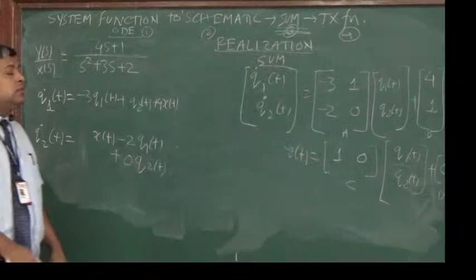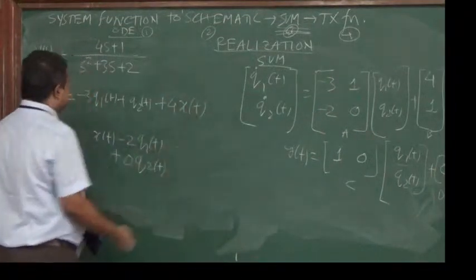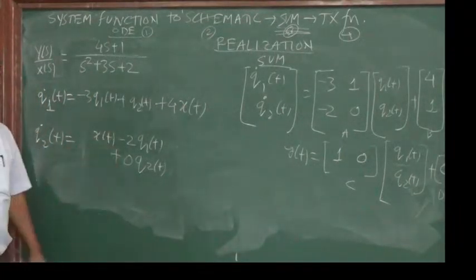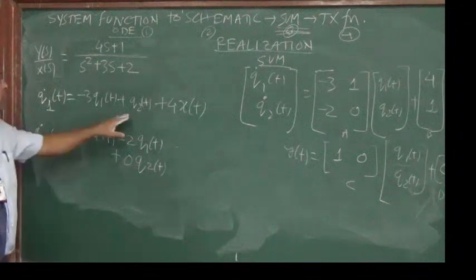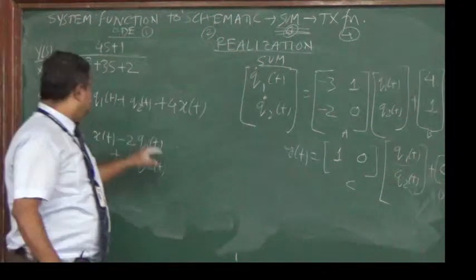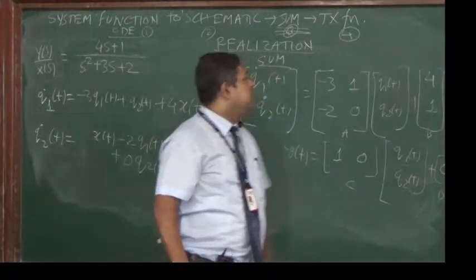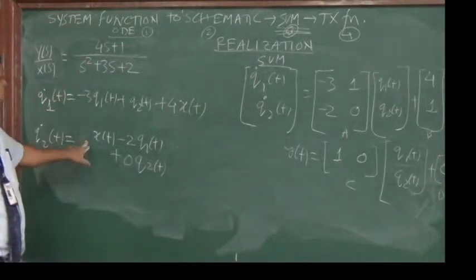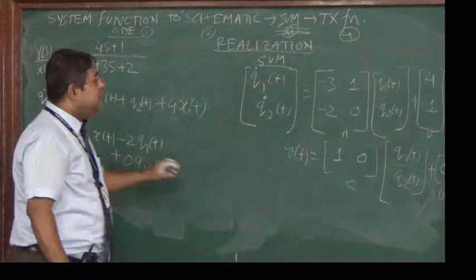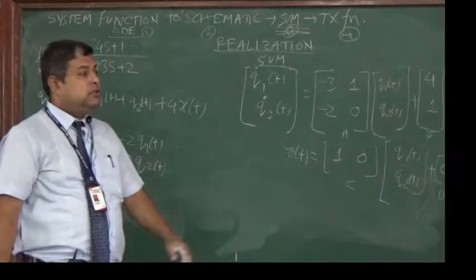So just check these two equations. So this is q1 dot(t) and q2 dot(t). We have found these two equations from this. And here we have found minus 3 q1(t), so this minus 3 is here. This is q2(t), this is q2 here. And this is 4x(t), the 4 is here. For q2 dot, it is 1 x(t) minus 2 q1(t). So this 1 comes here, and this is minus 2, and there is no q2, so q2 is 0.